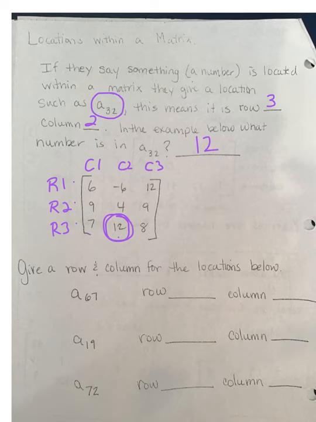In the examples below, give a row and a column for each location. Remember, the first number is always the row, the second number is always the column. Don't think about it like 67. It's a 6 and a 7, so this is row 6, column 7. This one, row 9, this is your column. Oops, sorry, I made a mistake. Row 1, column 9. I wrote it right but said it wrong. Row 7, column 2. So the first number is the row, the second number is the column, always.